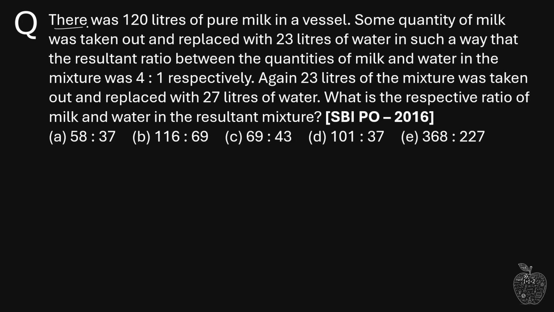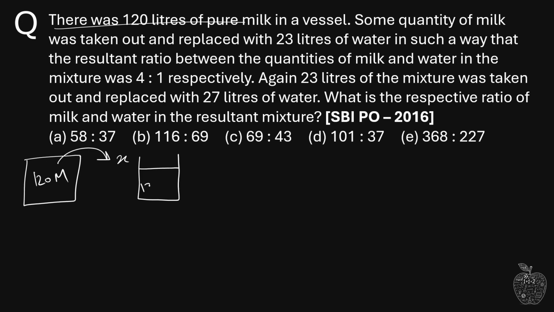Alright, so first of all, we are given that there is 120 liters of pure milk in a vessel. So this is a vessel, and in this vessel 120 liters of pure milk is there. Now some quantity of milk was taken out and replaced with 23 liters of water. So from this vessel, let's say x liters of milk is taken out. So now we are left with 120 minus x milk, right?